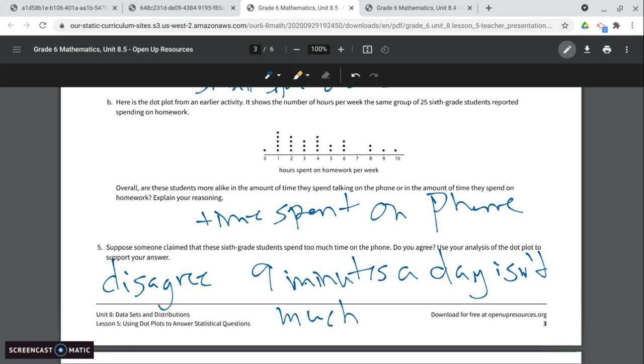Looking at this, we can analyze these dot plots and find different answers to our solutions.